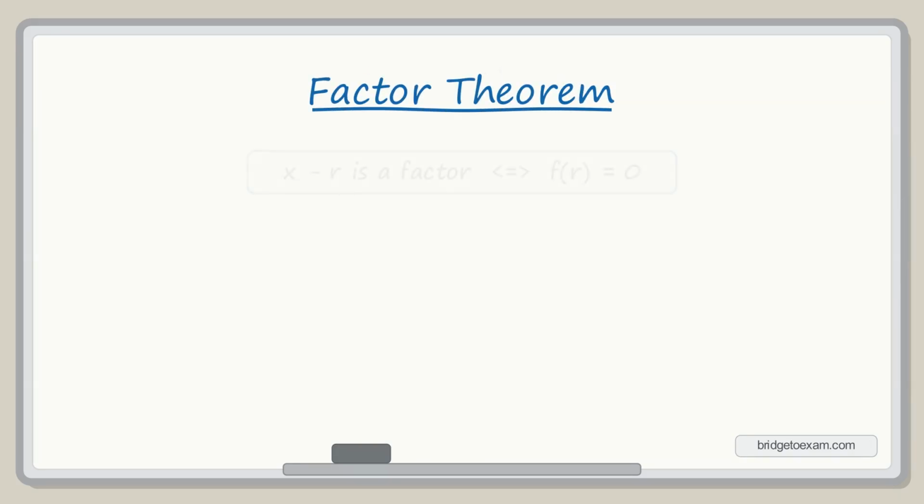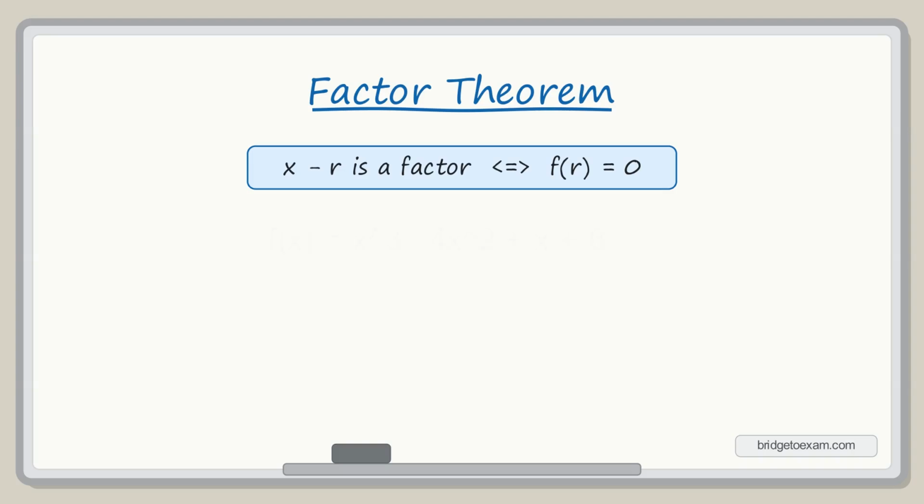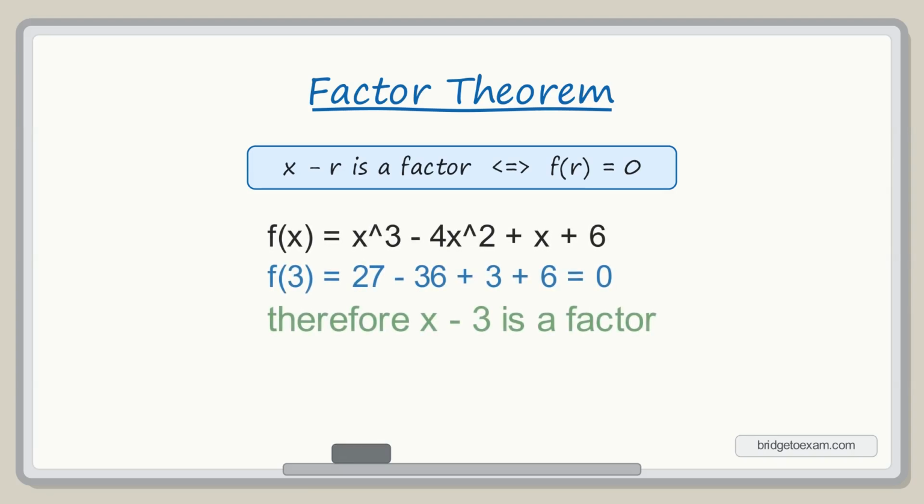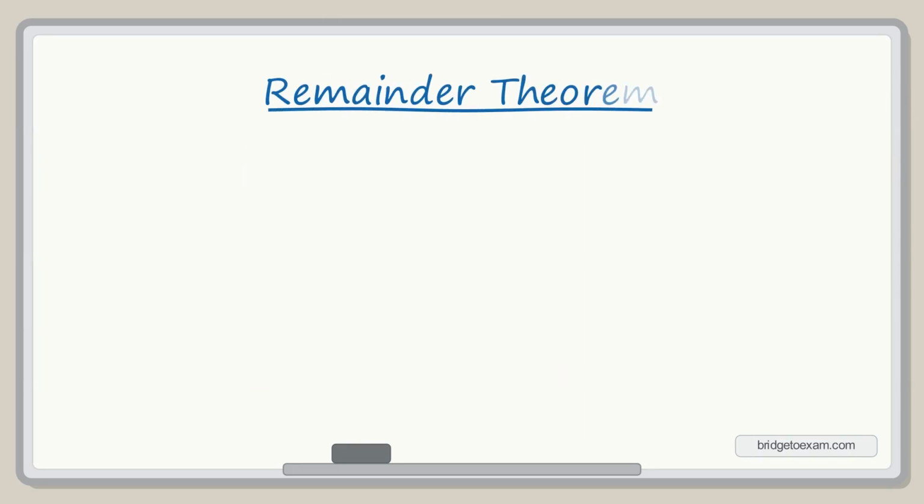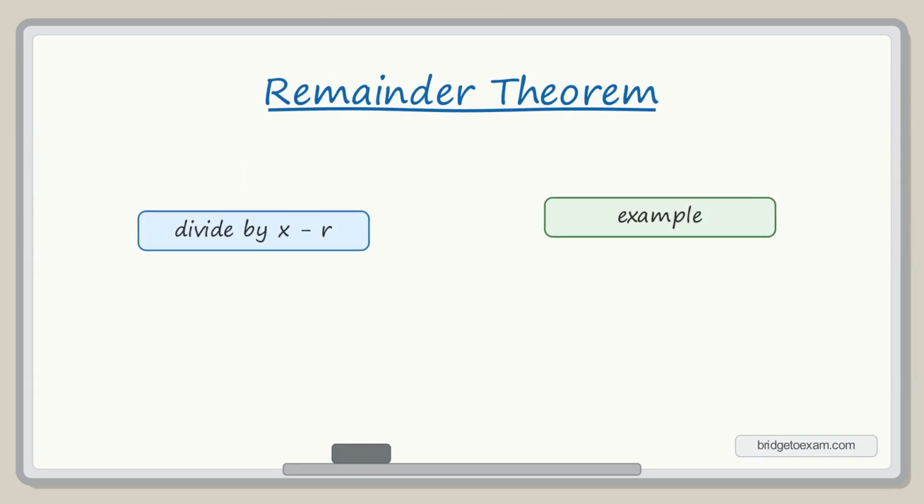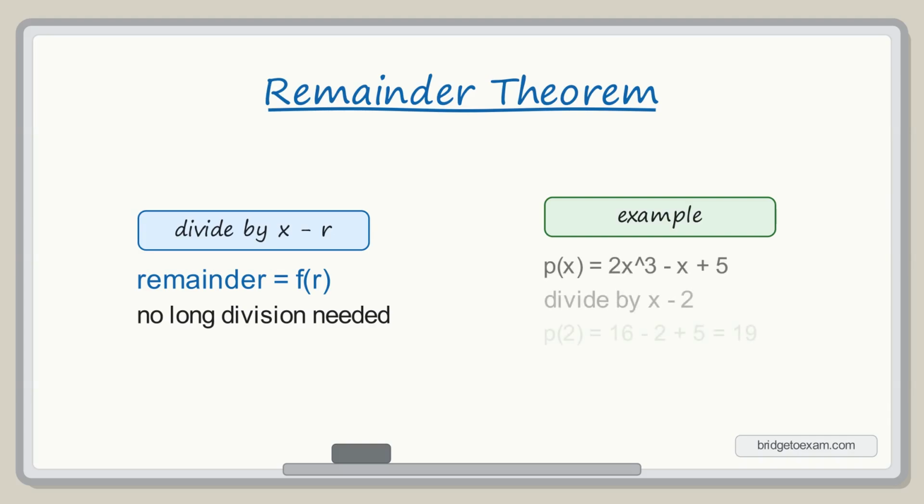The factor theorem connects roots and factors. If f of 3 equals 0, then x minus 3 is a factor, and 3 is an x-intercept. The remainder theorem says the remainder after division by x minus r is f of r. For 2x cubed minus x plus 5 divided by x minus 2, the remainder is 19.